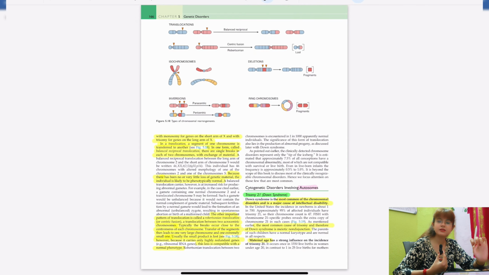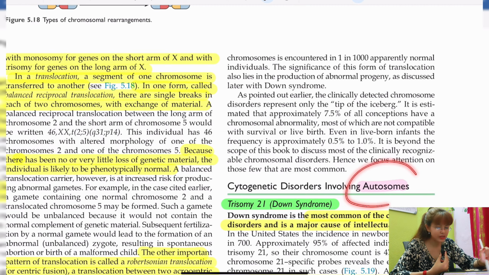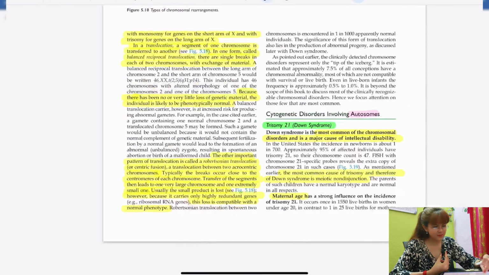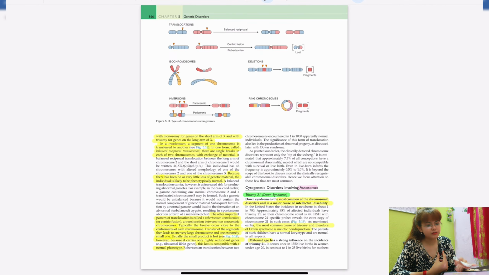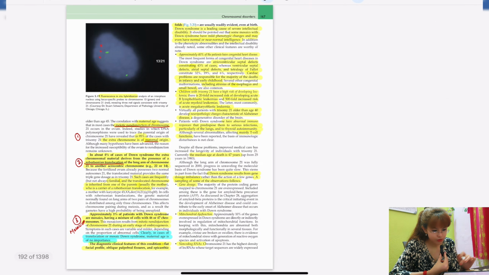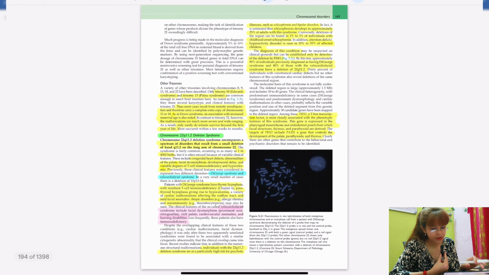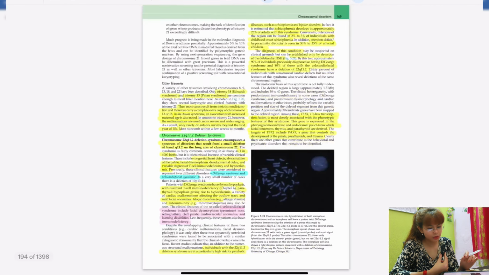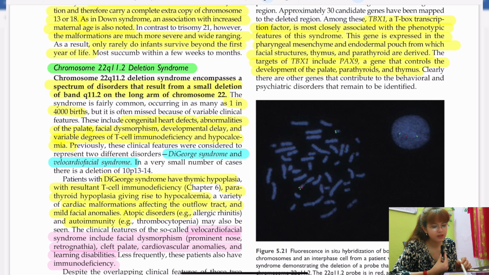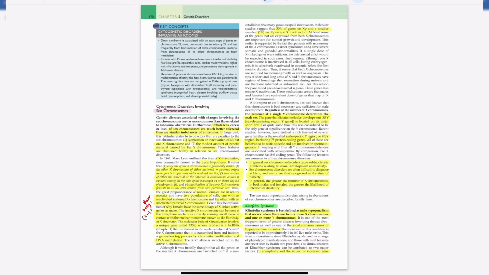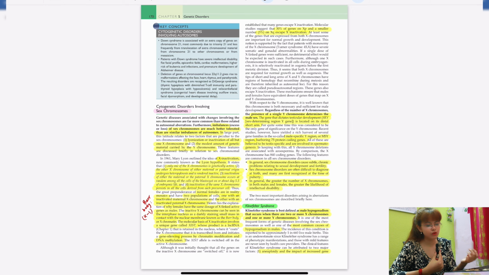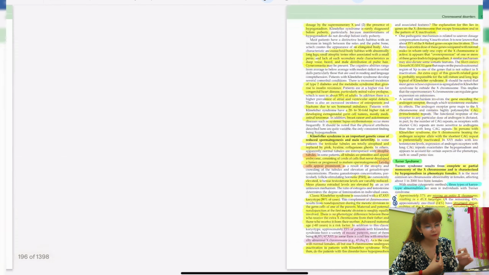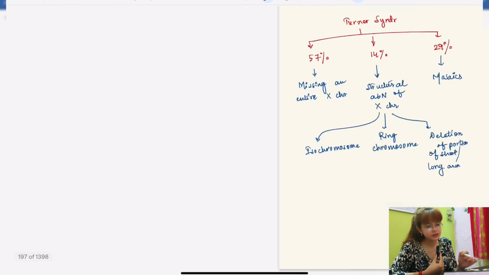Now all these syndromes are very, very important. There are some cytogenetic disorders which involve the autosomes and some which involve the sex chromosomes. In the autosomes, most important is trisomy 21 or Down syndrome. Along with that, we have Patau syndrome and Edwards syndrome. We also have DiGeorge syndrome. And when we talk about the sex chromosomes, obviously we have the most important Klinefelter's syndrome and Turner's syndrome.